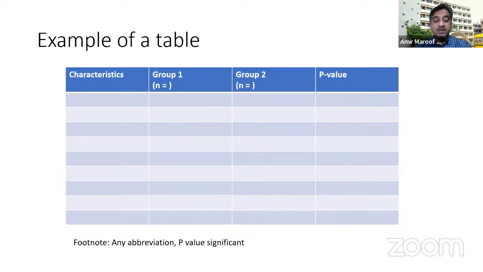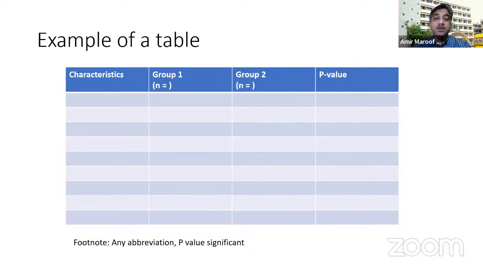You write the exact p-value, maybe 0.018 or maybe 0.53, whatever you get. And if certain abbreviations are used in the table, you will have to write them in the footnote. Sometimes we also have to write in the footnote how certain things have been measured. For example, if we write socioeconomic scale, we put an asterisk mark on it, and we write in the footnote that it is based on income criteria or the Kuppuswamy scale or some other scale.